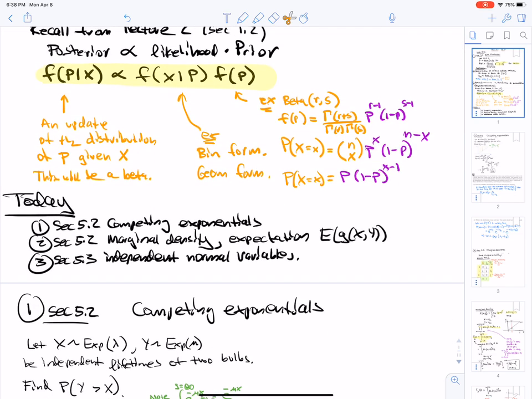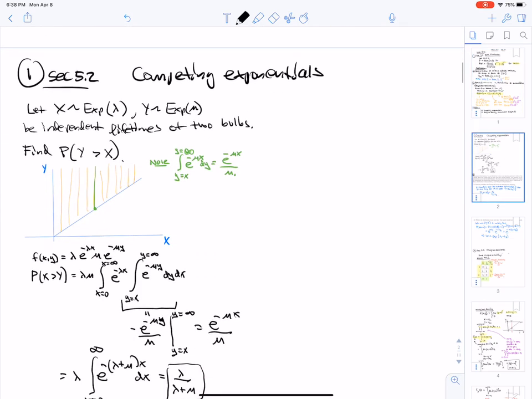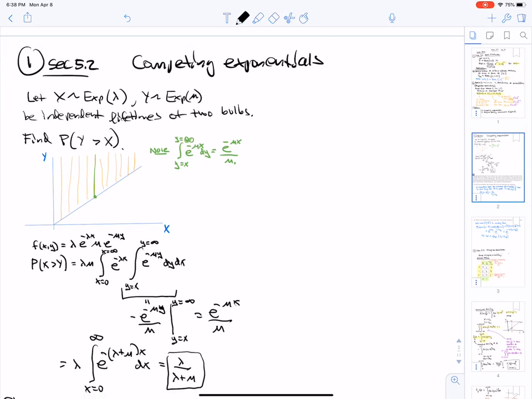Today we're going to do competing exponentials and marginal density expectation. Hence, we're going to finish section 5.2. So section 5.2 on competing exponentials, we covered this last time, but I want to give a few more examples.